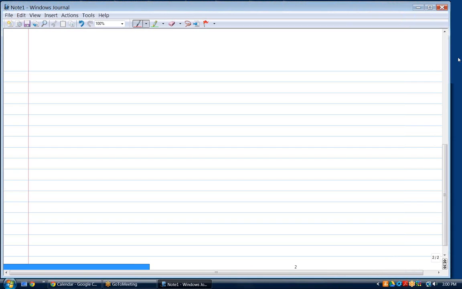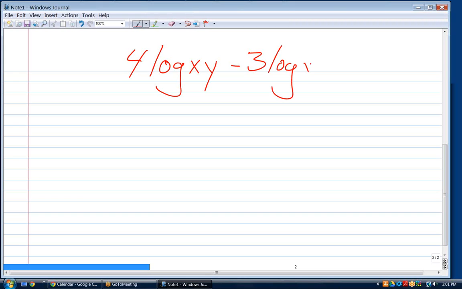Yeah. So use the properties of logs to rewrite each as a single logarithm. Okay. And the first one is 4 log xy minus 3 log yz. Okay. We have 3 main properties of logs. Do you want me to write them or do you know? I think I need to go over them. Okay, let's go over these. They are huge.